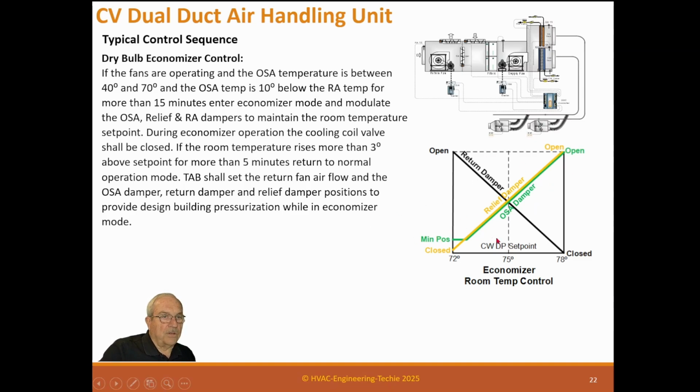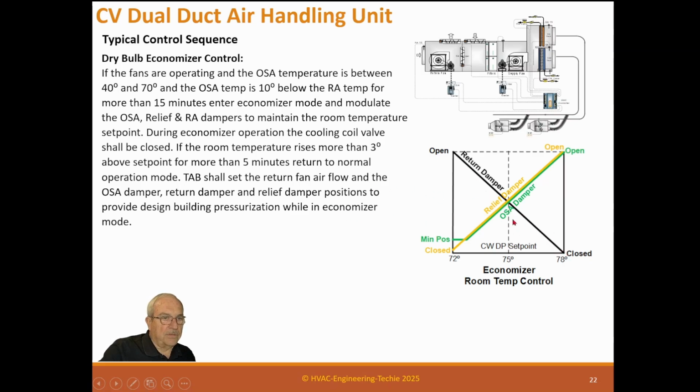And here's this chart of the economizer. So when the room temperature is cold, the relief damper is closed and the outside air damper is in minimum position. As they get warm, they both open up, and the return damper is running opposite to those.